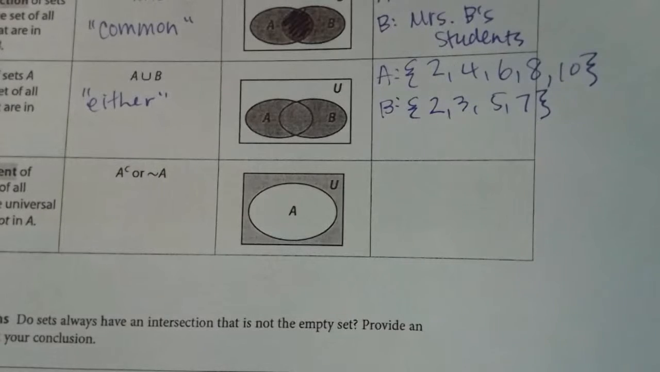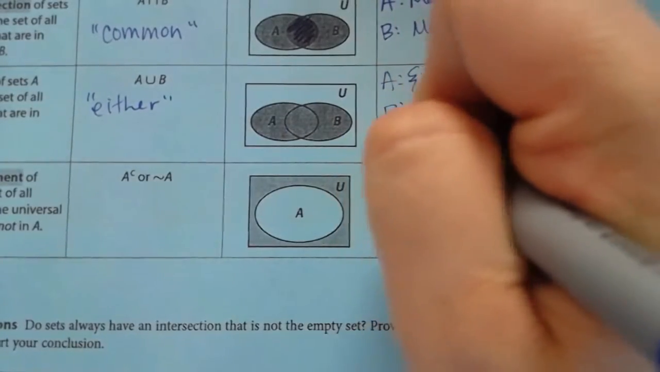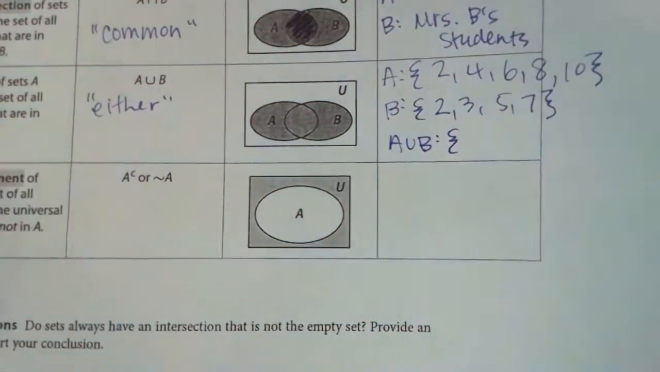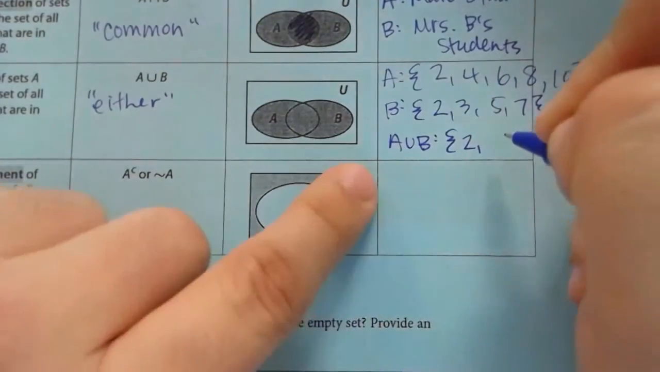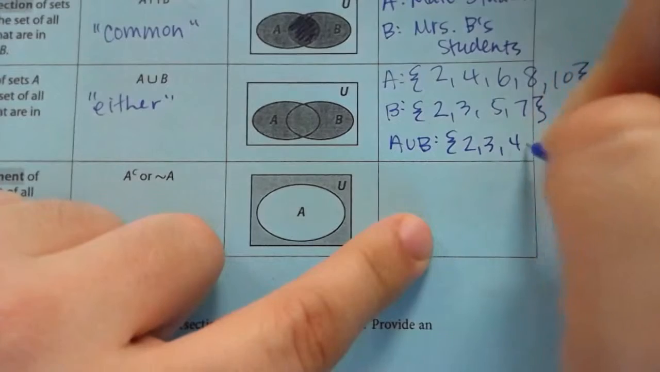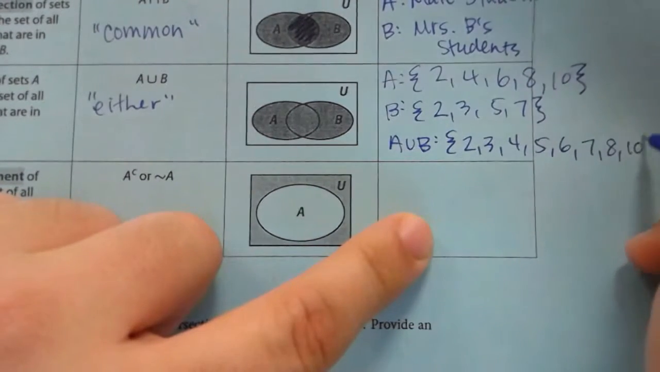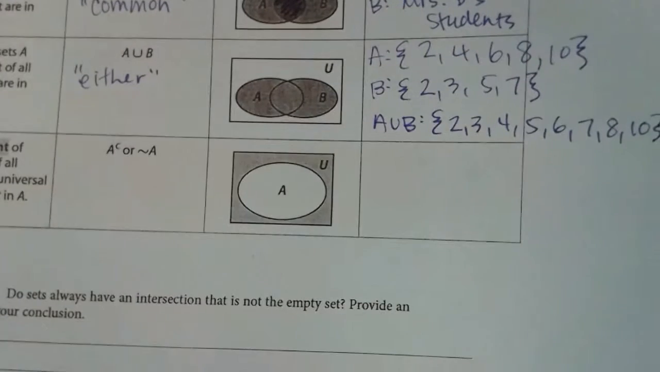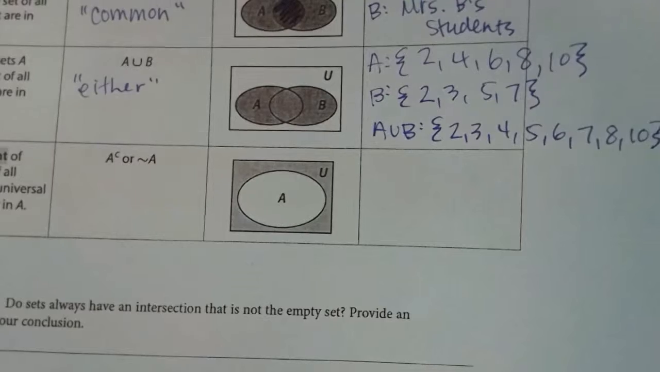Now if I wanted to merge those two groups together, if they were actual numbers like on a ping pong ball and I threw them into a box, what numbers would be in the box? 2. And now I don't have to list them twice. So 2, then 3, then 4, then 5, 6, 7, 8, 10. You don't have to list them twice. You don't have to list them in order. You just need to put them in there.